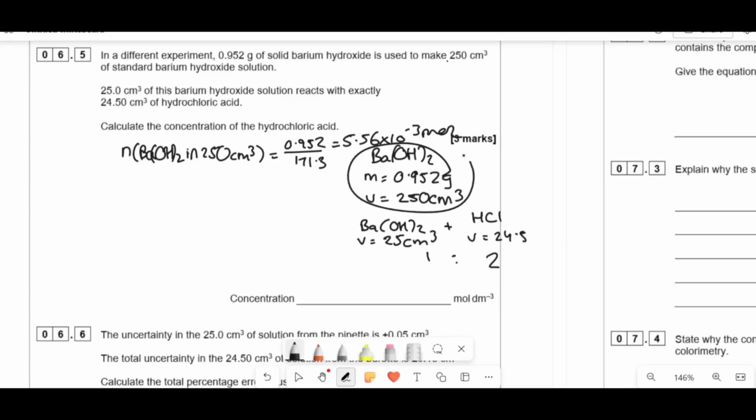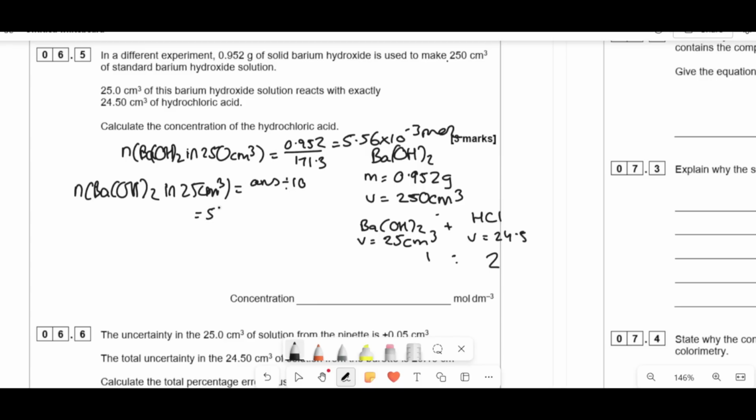However, that is not reacting with the HCl, according to what I just made us write. This is. So what's different about this one versus this one? We have 10 times less. So you're going to forcibly say the moles of Ba(OH)2, not just that, you have to say who it is, which one of them, in 25 centimeters cubed is going to be, well, now you know it's from 250 to 25, so it's going to be this answer here divided by, whoops, its answer divided by 10. So it's going to be 5.56 times 10 to the minus 4 moles.